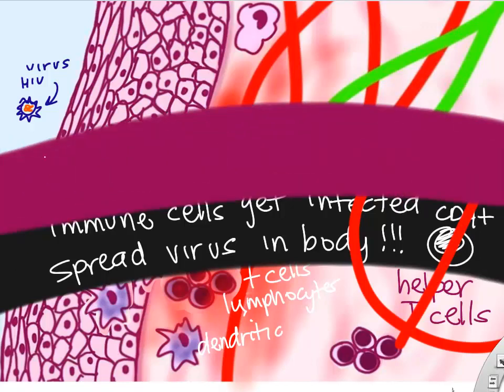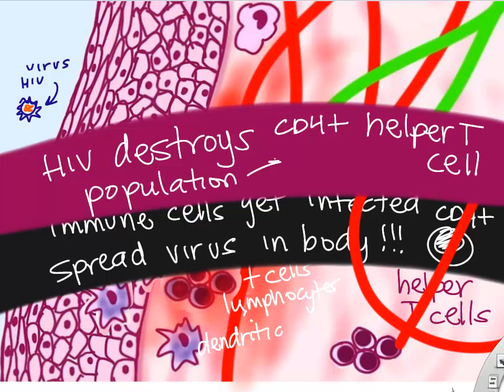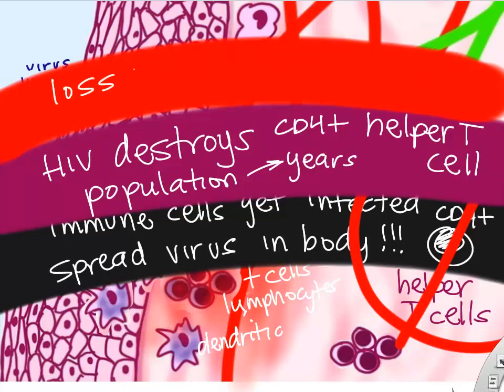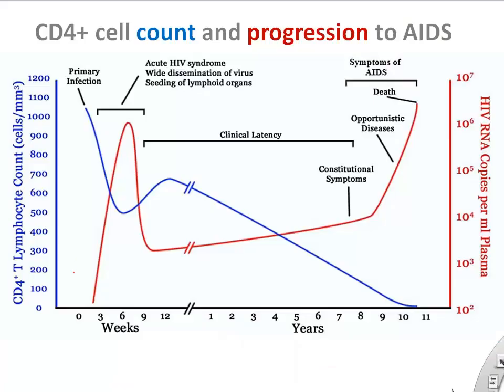our immune system. So remember, our CD4 positive or helper T cells are the coordinators of our immune response. And when HIV destroys them after years, that's when you can get this clinical syndrome called AIDS. So it's the loss of your immune system that causes opportunistic diseases such as skin cancer and pneumonia to kill you.